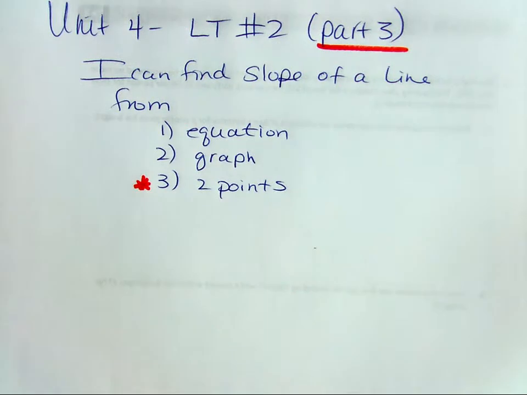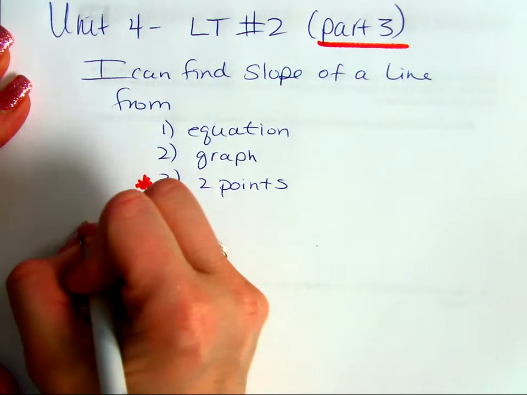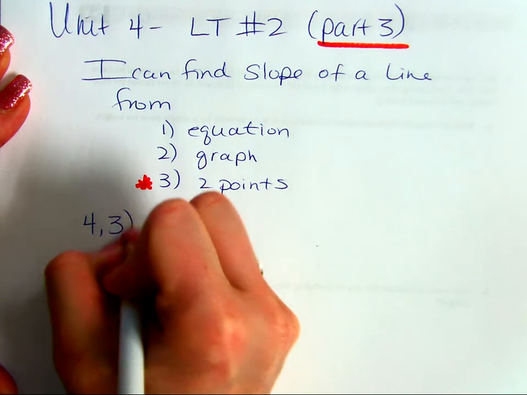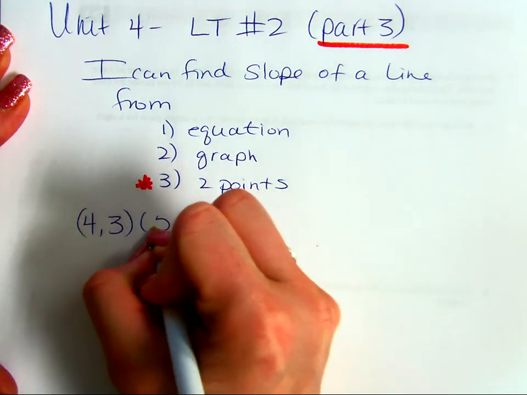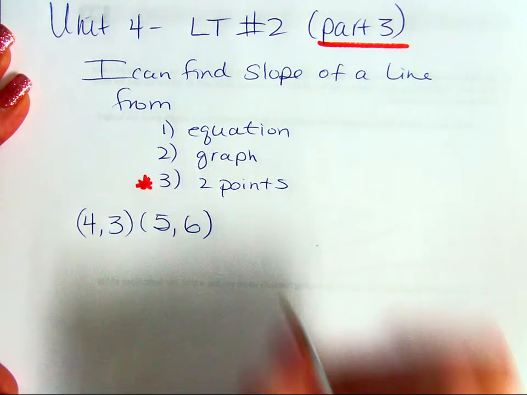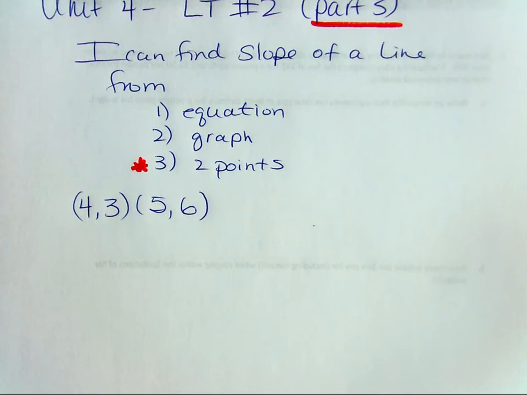All right. So, if I were to give you 2 points, meaning, let's take the points (4, 3) and (5, 6). Find the slope of that line. First thing you think is, well, I wish I had some graph paper, right? Because I would plot those points and find the slope. Because I know how to find it from a graph, right?